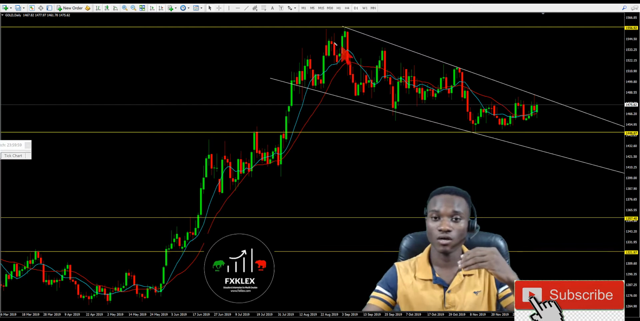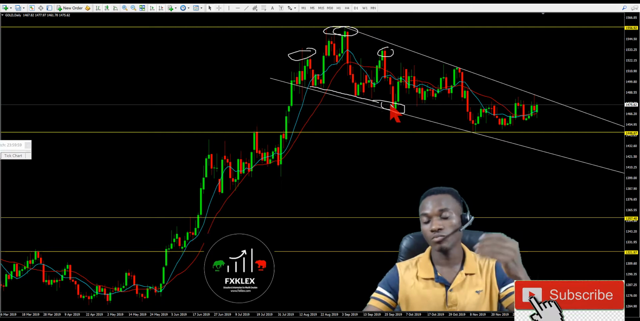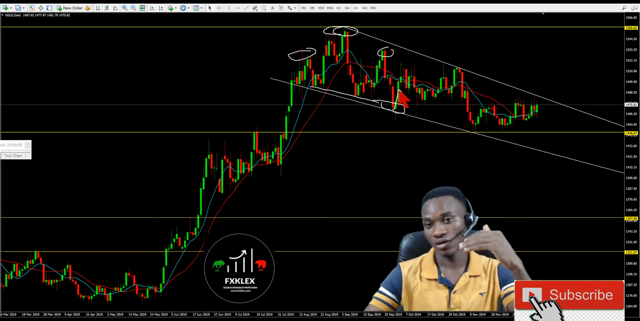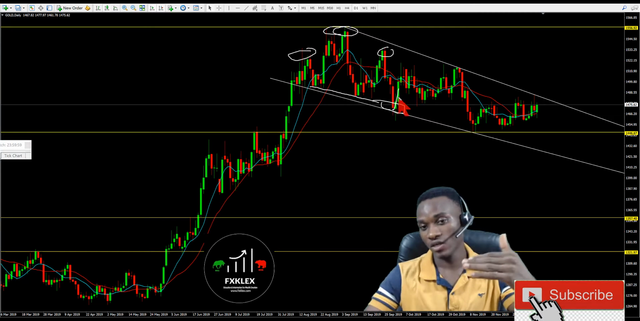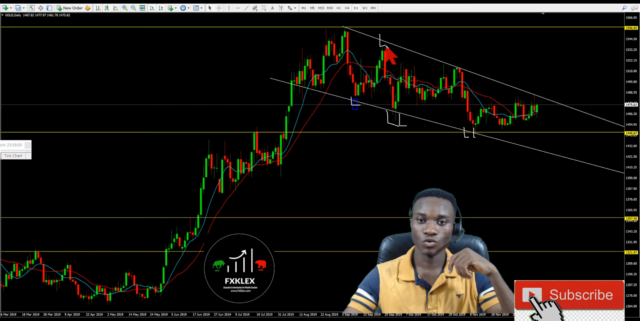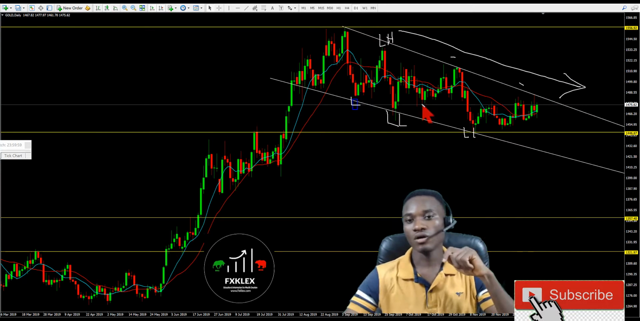We did see a head and shoulders right here, a head and shoulders right here, and another head and shoulders right here. But this head and shoulders did not fail. Actually, the neck was broken with a fake breakout before the market retraced back, thereby casting a series of lower lows. You can see it right here, lower low, and then a series of lower highs, which is a signal of a bearish trend.